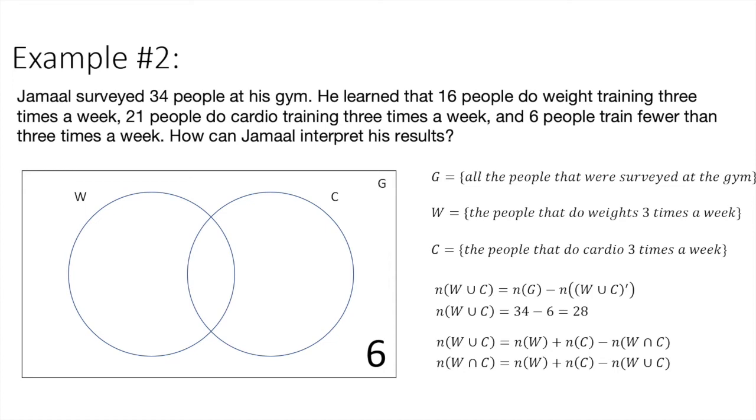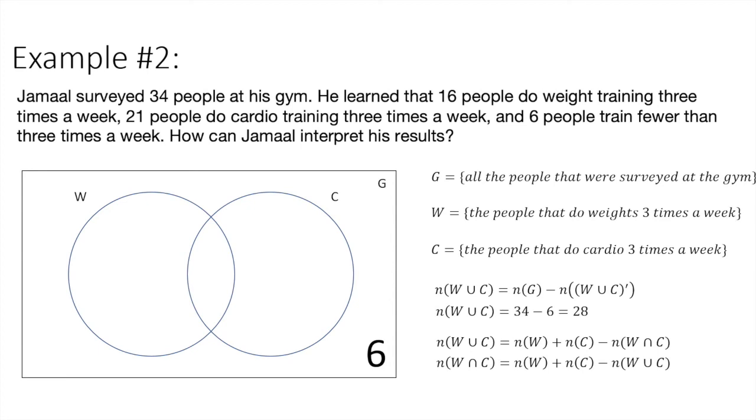From there, we have to understand how many people are inside the circles. Well, we know that there are 34 people total that have been surveyed, and 6 people don't do weights or cardio 3 times a week. So if we subtract this 6 from 34, then we know that 28 people represent the number of people that either do weights or do cardio.